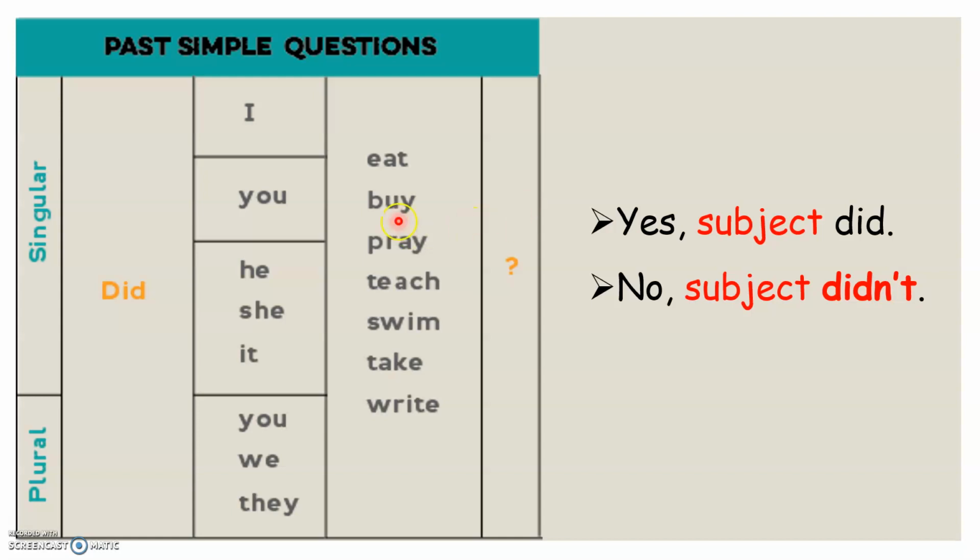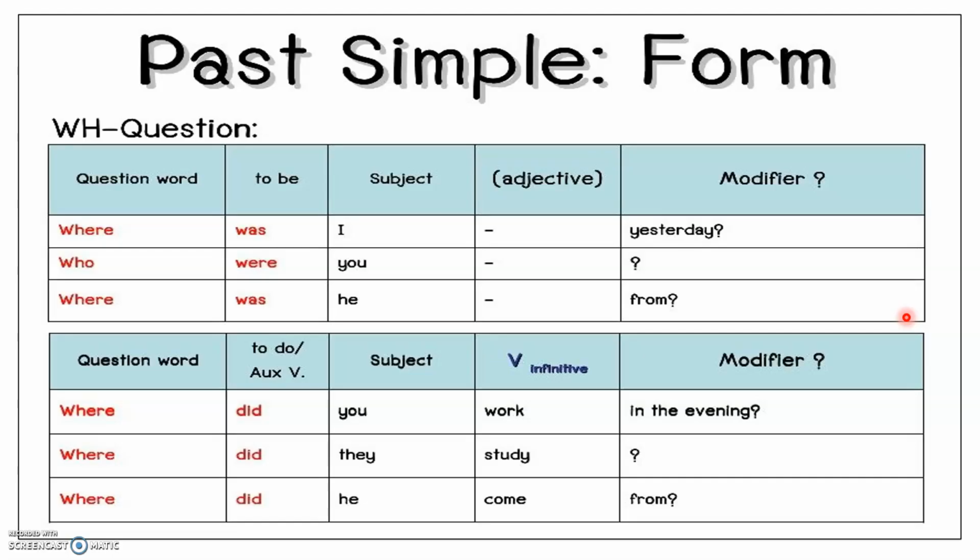Did you buy a new jacket yesterday? Yes, I... Do we say yes, I buy a new jacket yesterday? No, buy in the past, it's bought. So yes, I bought a new jacket yesterday, or no, I didn't buy a new jacket yesterday.